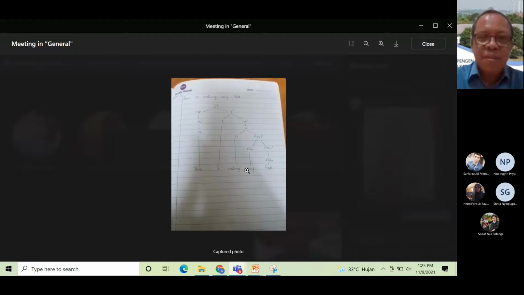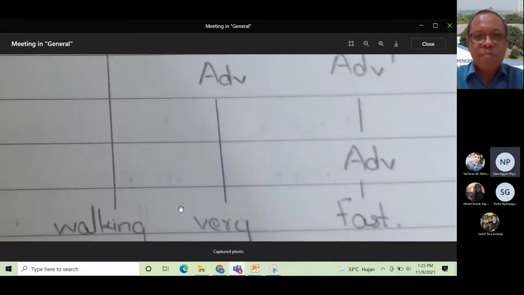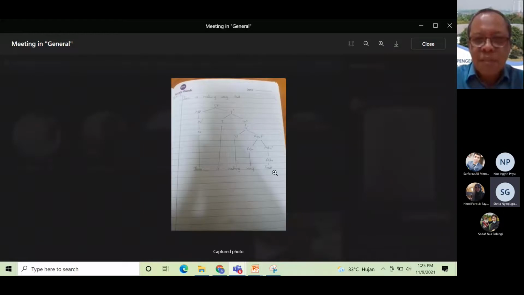Okay, while waiting for Stella, this is Nan's work on Jono is walking very fast. Jono is NP and N bar, I bar is split into two parts, I and VP. Very fast here, is it adjunct or complement? Nan, hello. Hello, Nan. Very fast. Is it adjunct or complement?